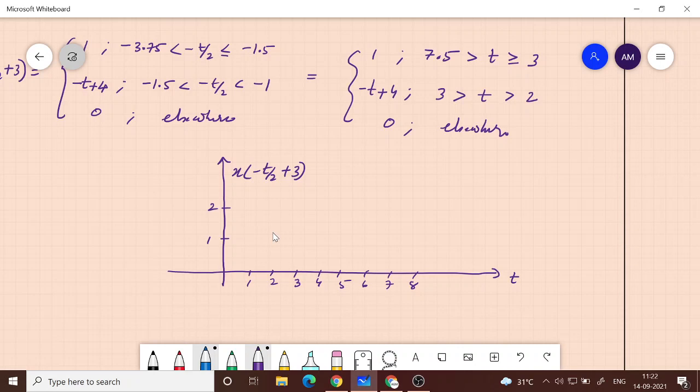Alright, so it is 1 for some duration from 3 to 7.5. So this is 3 and 7.5 is here. So here it is 1. Okay, it is 1. And then we have an equation of a line from 2 to 3. So between this is 2.